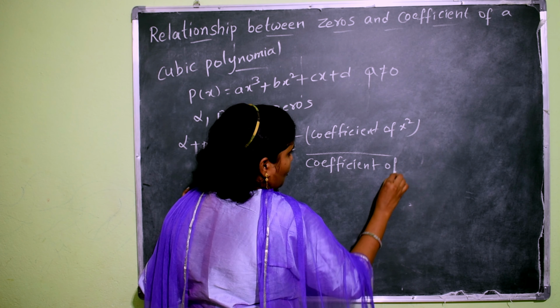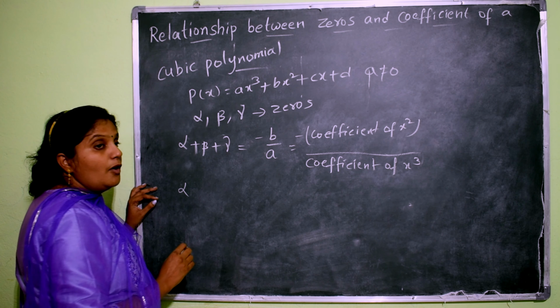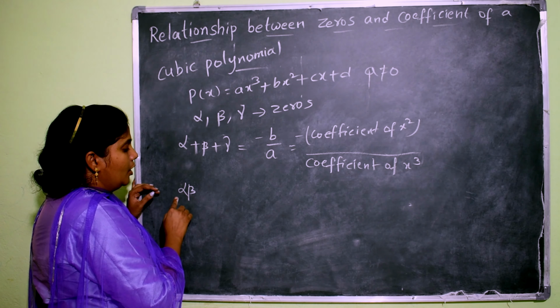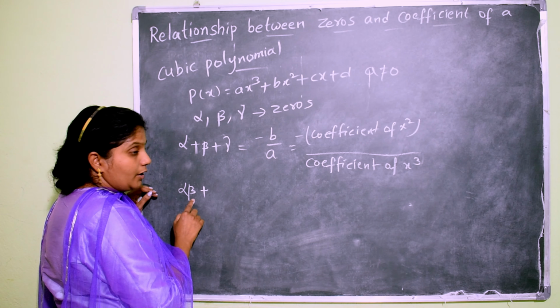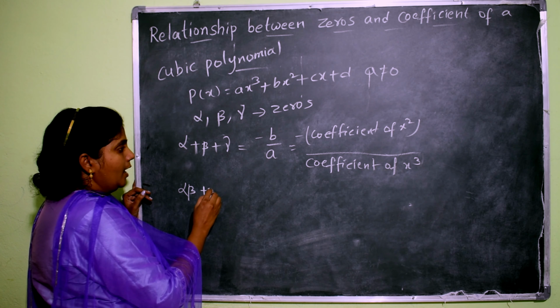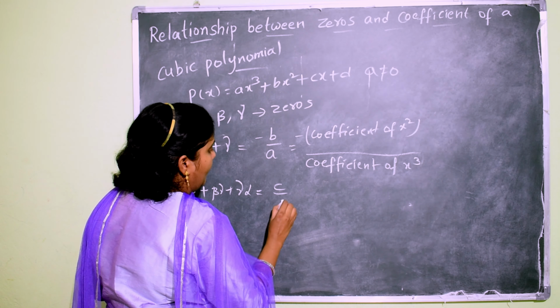Coefficient of x cube. Now, what is the sum of the product of two zeros taken at a time? So I am taking two zeros at a time, and taking the sum of the product of two zeros at a time. So beta gamma plus gamma alpha, that is equal to c by a.